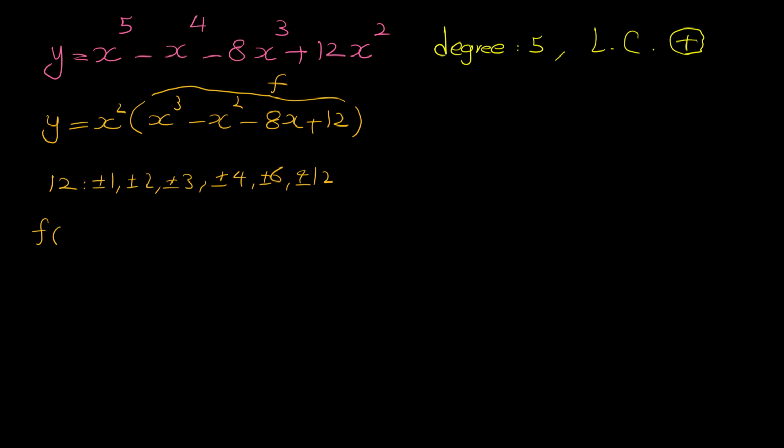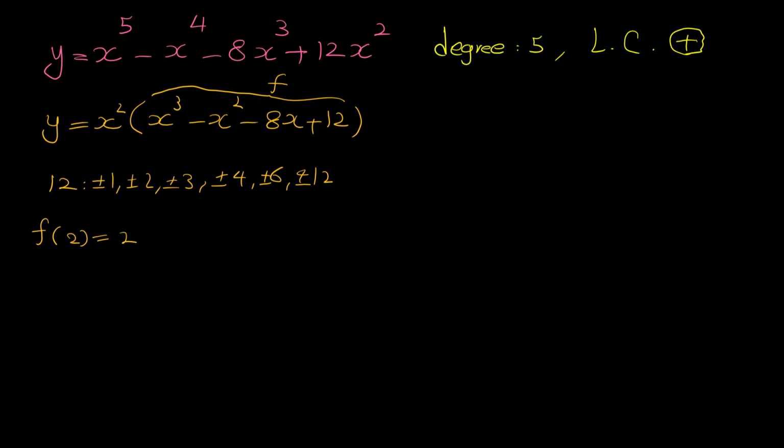We check for negative 1. What about f of negative 1? If we plug in negative 1, then we have negative 1 to the 3, minus negative 1 to the 2, it would be again minus 1. Minus 8 times negative 1 would be plus 8, plus 12. Is this 0? No, it's not 0. So we check for the next number, 2. Is f of 2 0 or not?